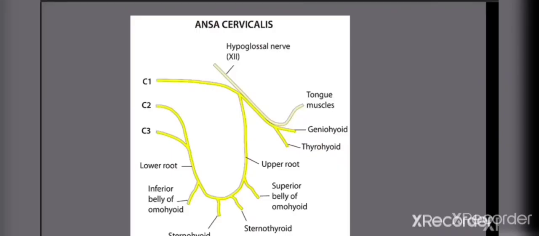And this is the ansa cervicalis, formed by the descendens hypoglossi, that is the inferior branch of the hypoglossal nerve, that is the 12th cranial nerve, and C1 spinal nerve, and the inferior root is made up of C2 and C3 spinal nerves.